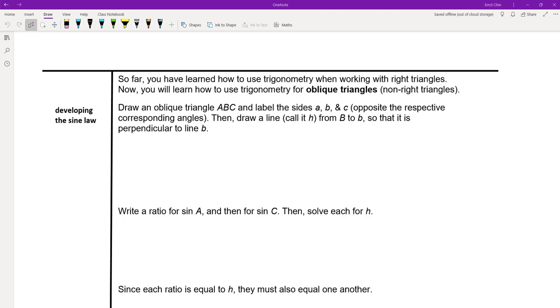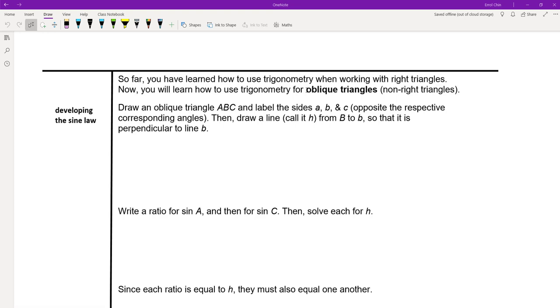Alright, so this is for Pre-Calc 11, Chapter 2, Section 3, just the introduction to the sine law. It says here, so far you've learned how to use trigonometry when working with right triangles. Now you learn how to use trigonometry for what's called oblique triangles, non-right triangles. In fact, they use the sine law and cosine law a lot in science.